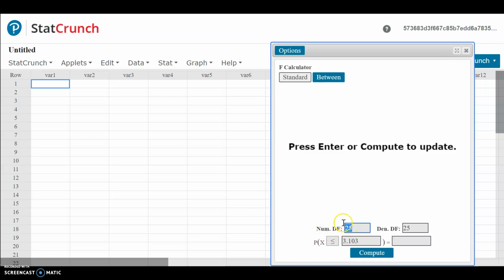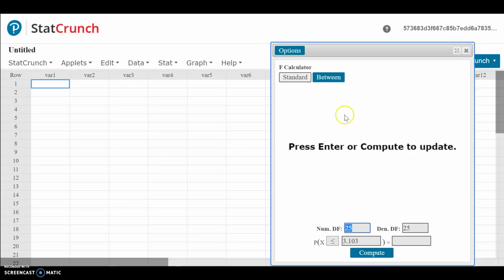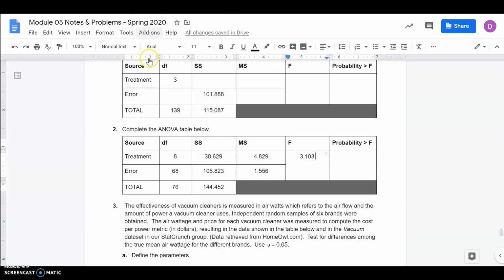Now an F distribution is defined by the degrees of freedom. Here you'll see num, or numerator degrees of freedom. That's the degrees of freedom associated with your treatment. We had treatment degrees of freedom as 8, so our numerator degrees of freedom would be 8. And then den, or denominator degrees of freedom, is the degrees of freedom associated with your error. How I like to think about it is when you're looking at a fraction, the numerator is the number on top and the denominator is the number on bottom, and your treatment row is on top of your error row.